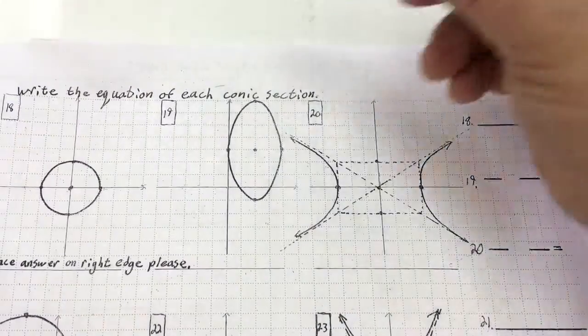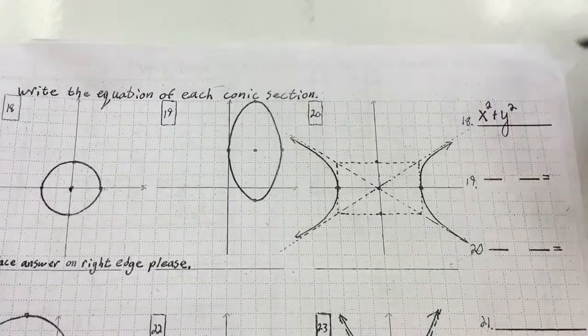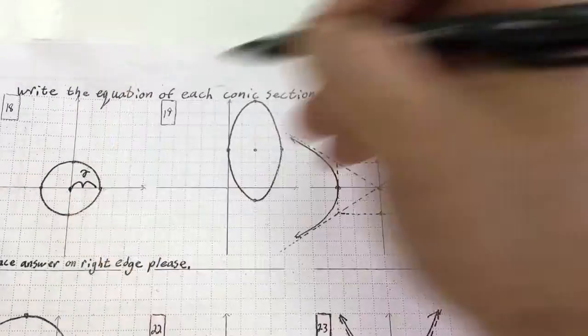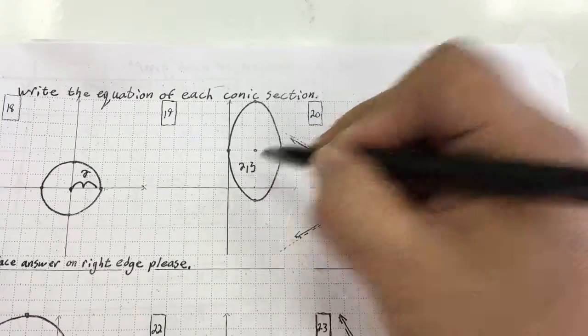For this exercise, I want to work backwards. I'm given a graph and I want to write the equation. So it's a circle centered at 0, 0, so it's going to be x squared plus y squared, and that's going to be equal to whatever the radius is squared. So the radius is 2, 2 squared is 4. This is an ellipse centered at 2, 3. So I'm going to set that up.